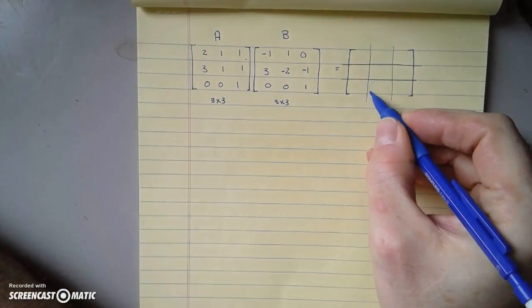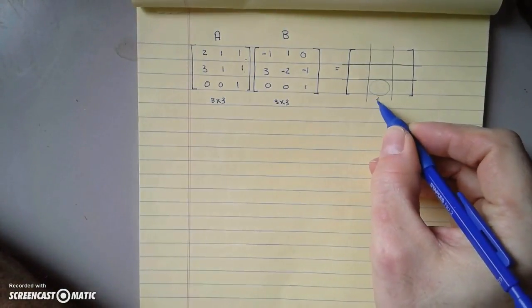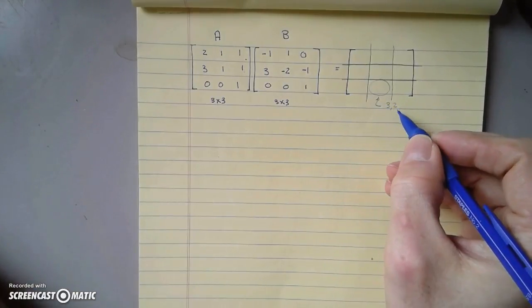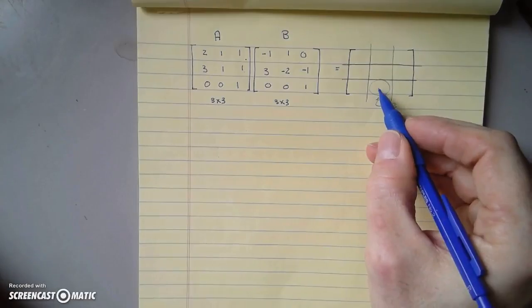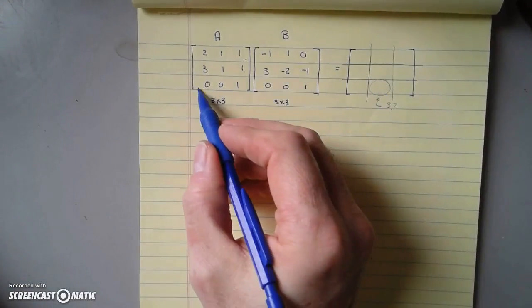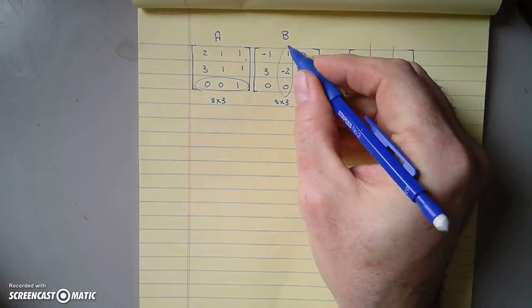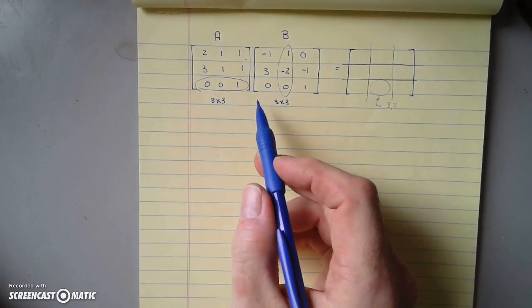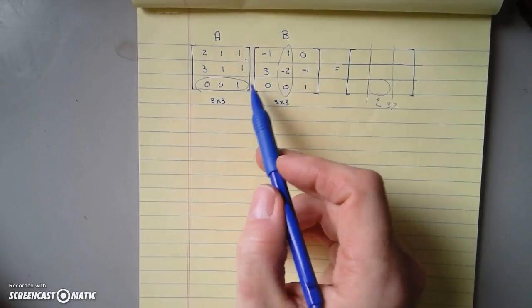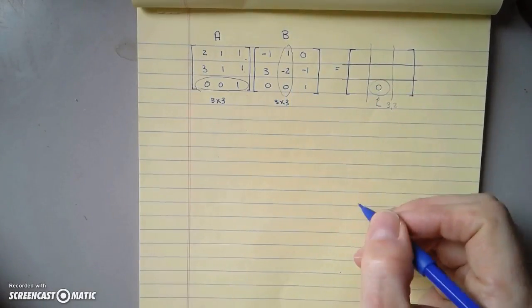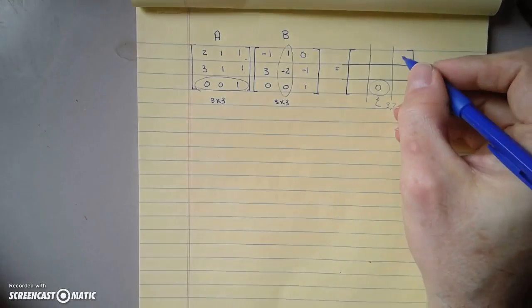So suppose I wanted to find what number went here. Well, this is in row 3, column 2. This result is the result of taking the third row and the second column of these two matrices and multiplying them together. 0 times 1, 0 times minus 2, 1 times 0. This is 0.